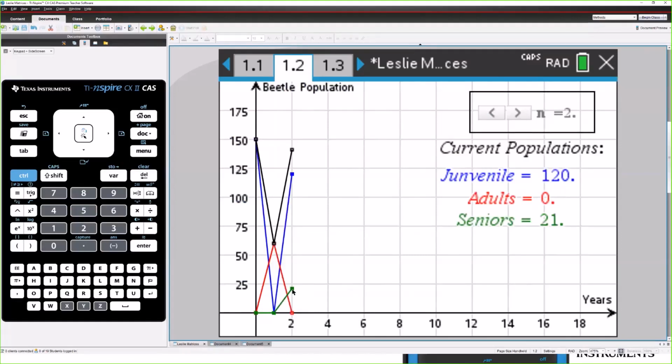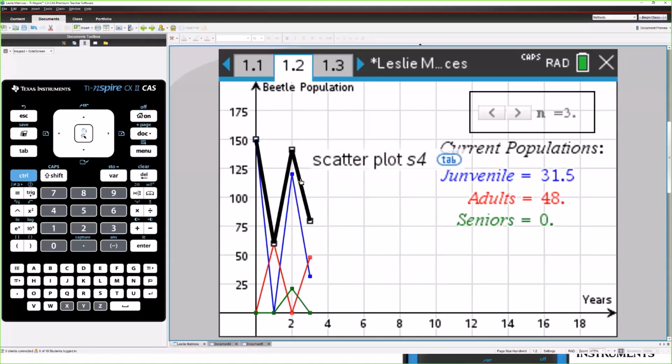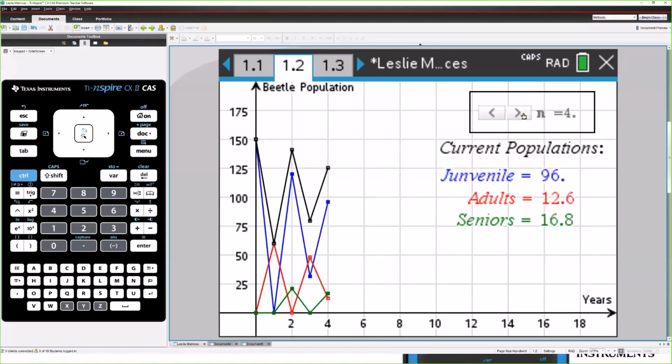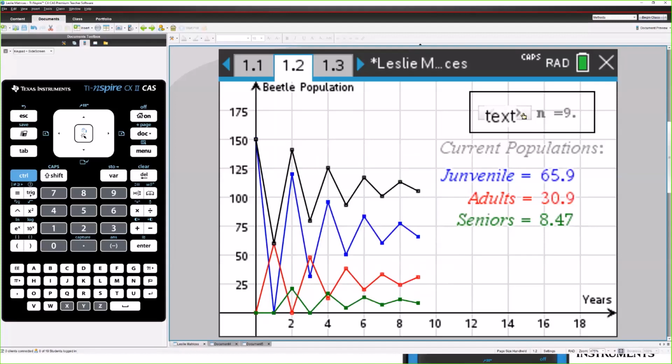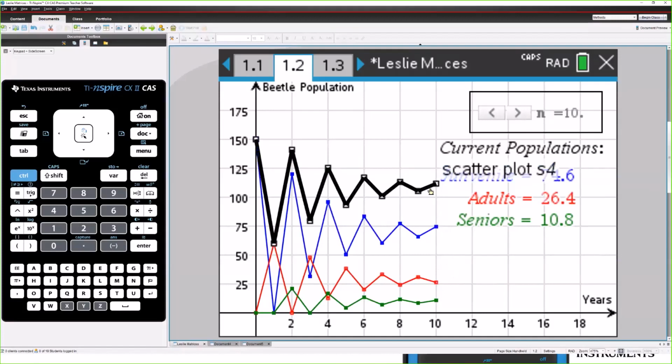And now we can see the seniors are starting to join in. We have the blue one, we have quite a few juveniles, and the black line is our total population, so we can watch what's going on. It's very noisy at the start, jumping around all over the place. But after 10 years, we can actually see it's starting to stabilize. That black one, remember, is just the total population.